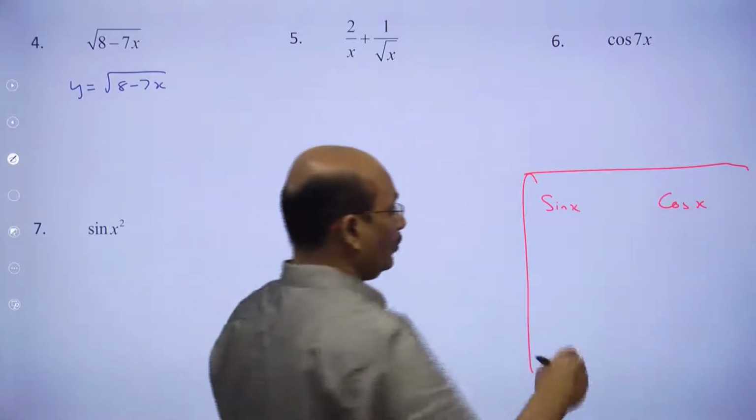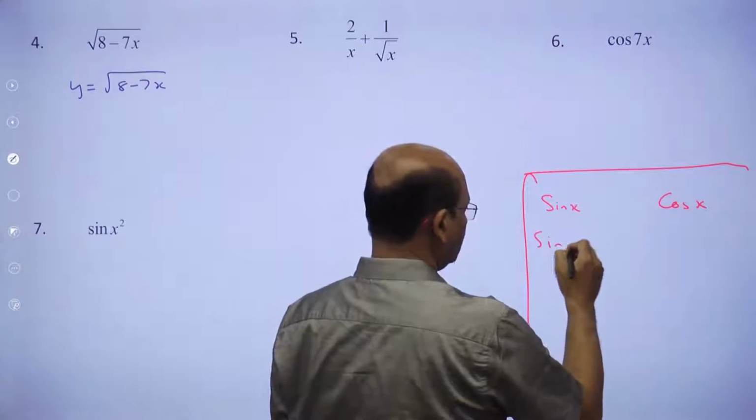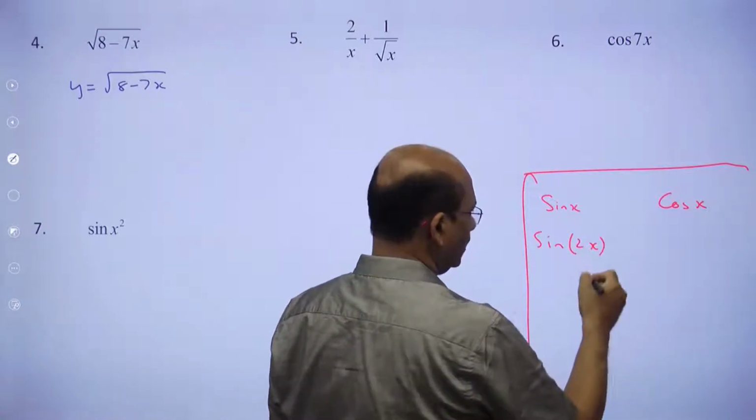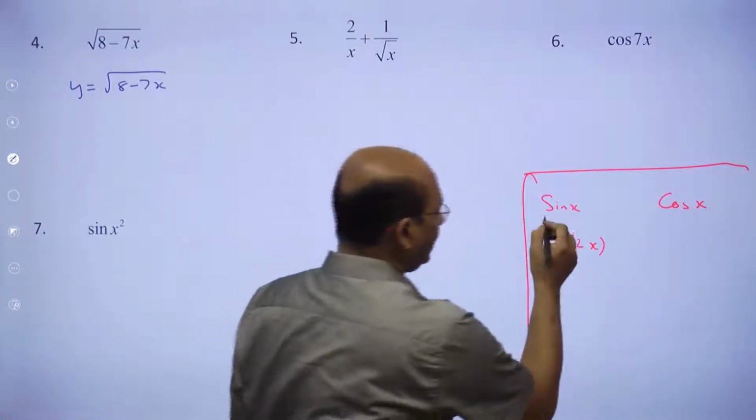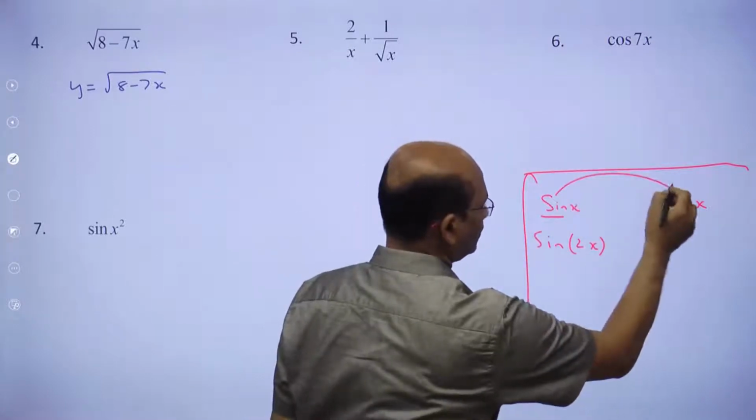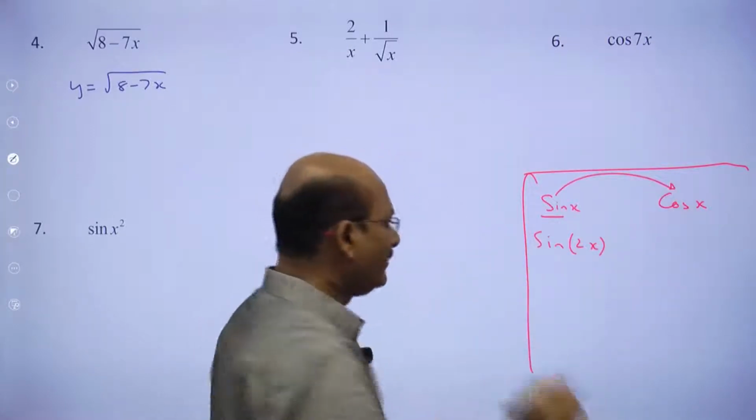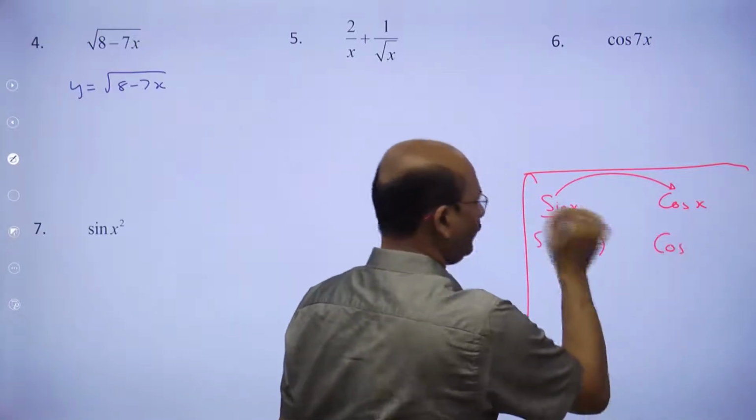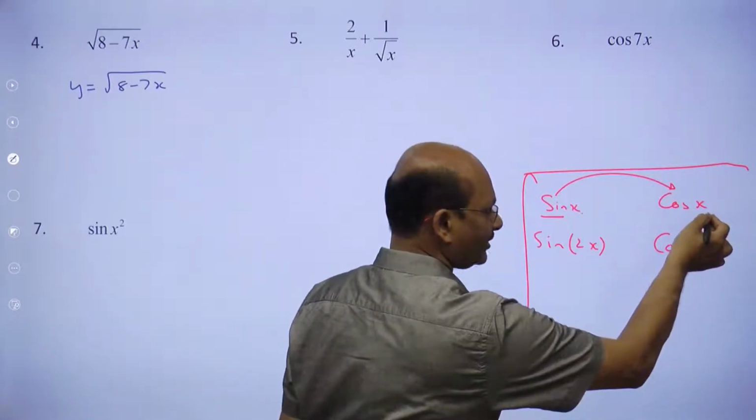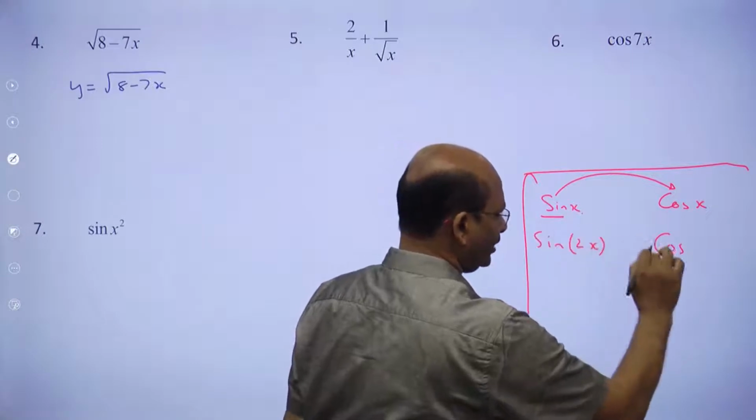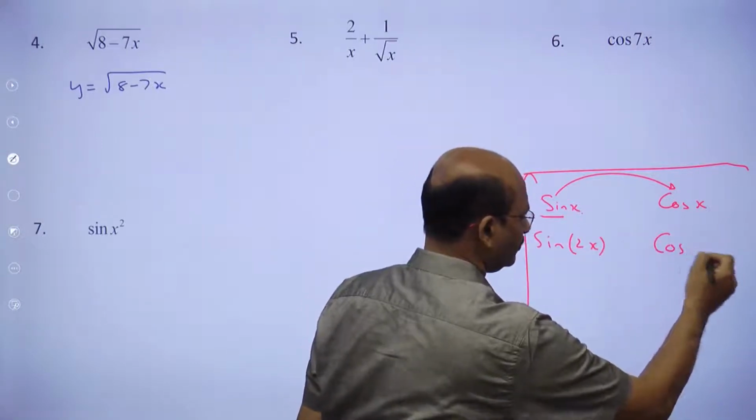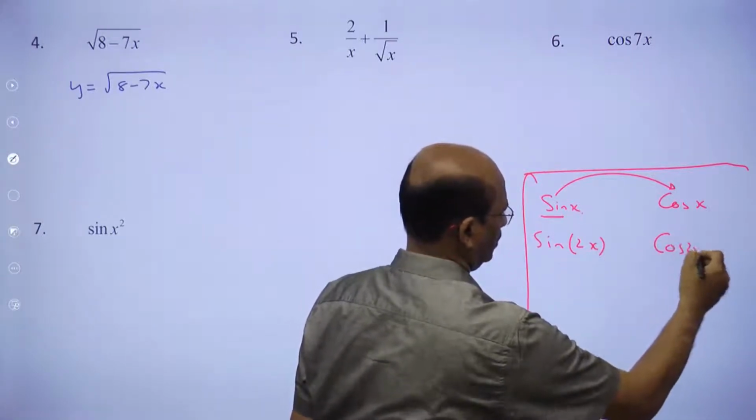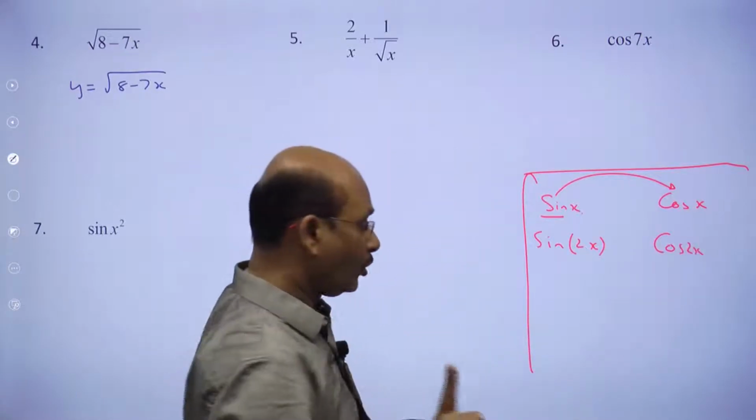Okay. The derivative of sin 2x. Understand? The derivative of sin is cos. Do you agree with this? Similarly, the derivative of sin is cos only. The derivative of sin of anything is cos of that thing, times the derivative of that thing.